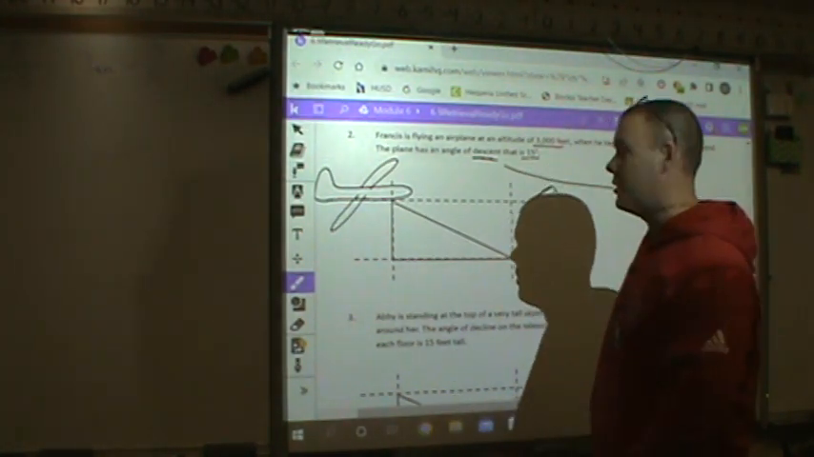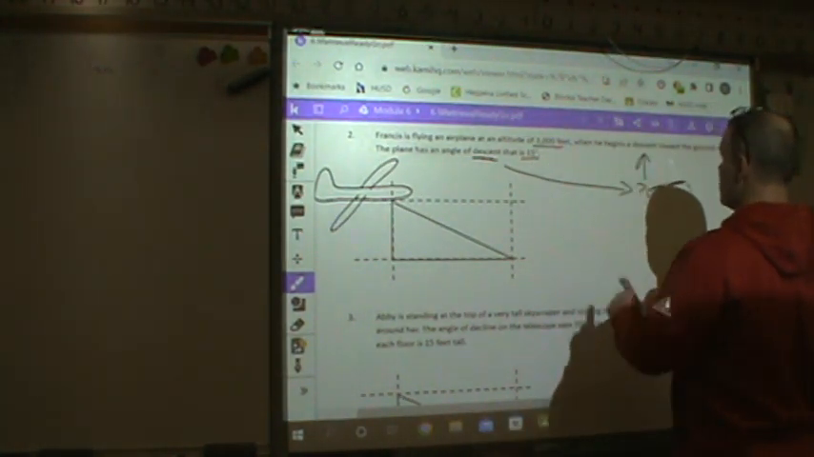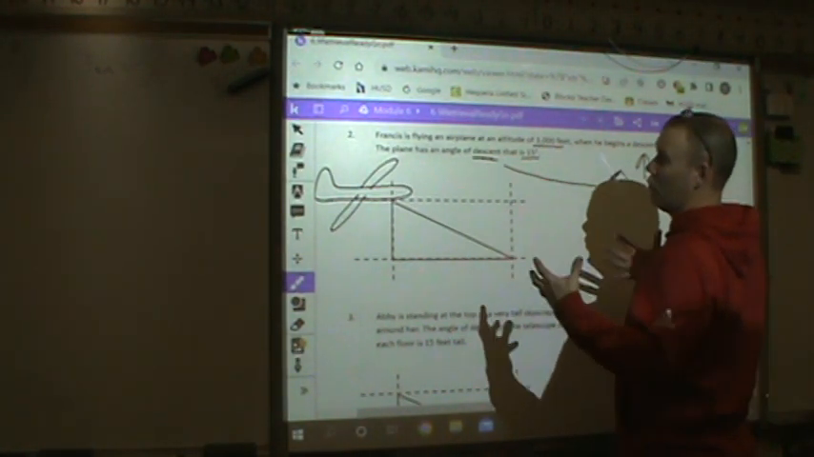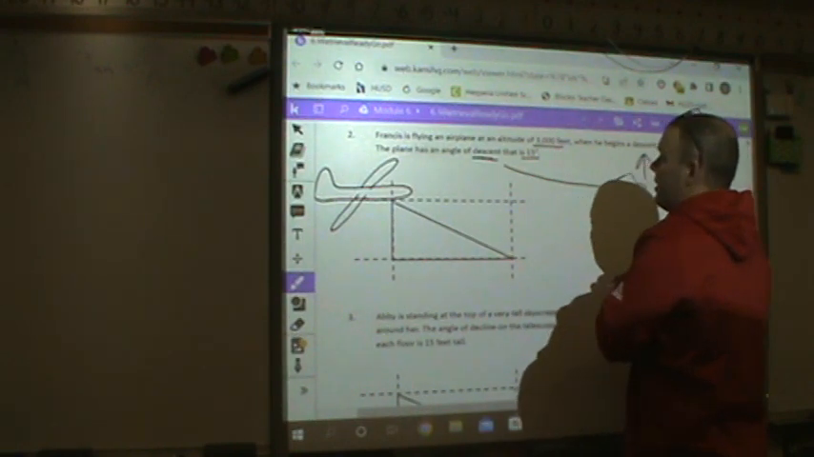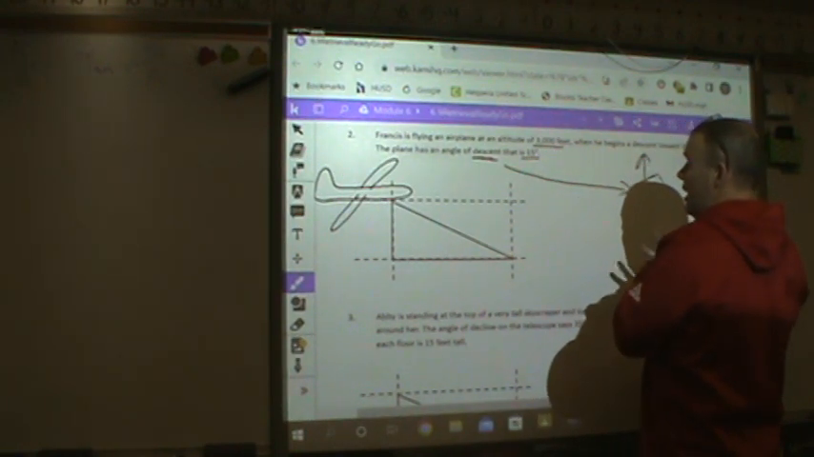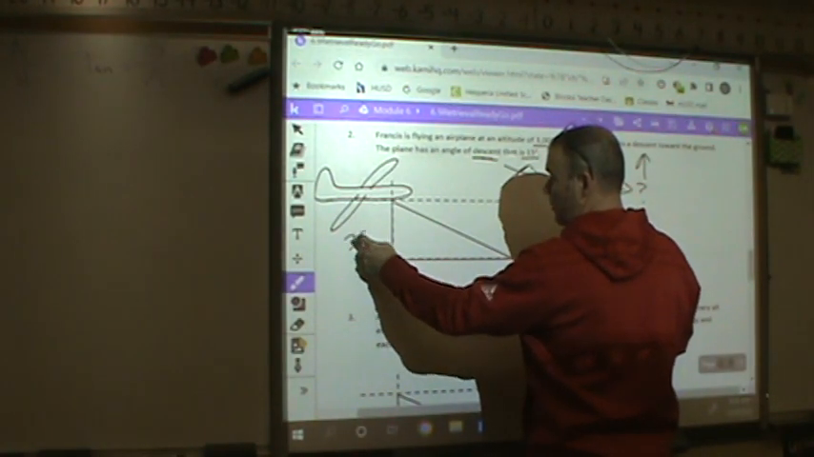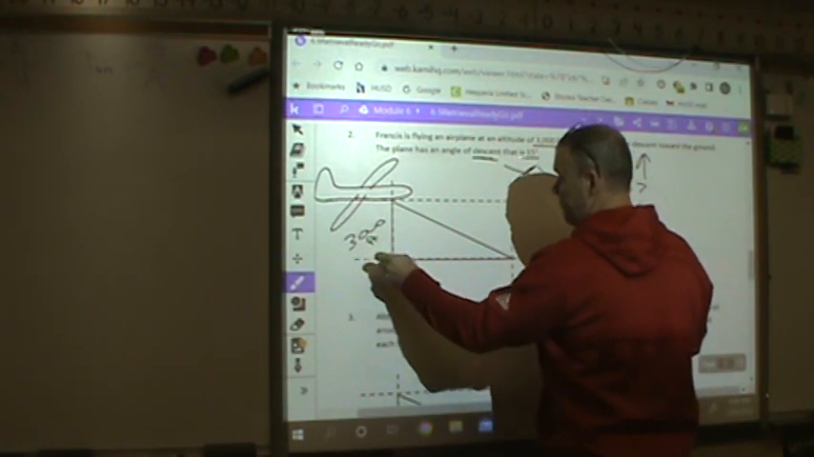I'm not going to grade you on artistic ability. All right, so the plane is at an altitude of 3,000 feet. What represents 3,000 feet? We're just drawing and labeling. That's all we're doing. You should say the left side of the rectangle or the short leg of the triangle. That is my 3,000 feet.